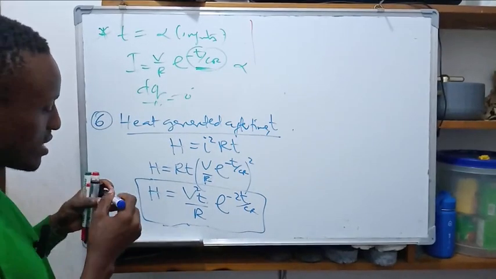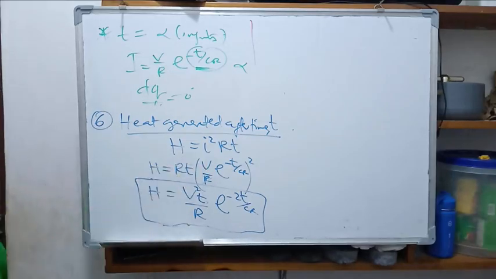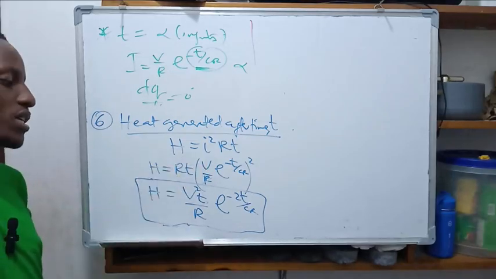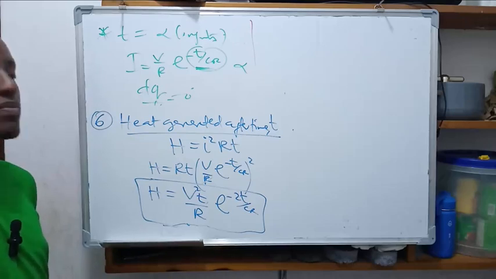Heat generated after a time is I squared R T. That's what we can say, that's what we can speak about the heat generated over a time.